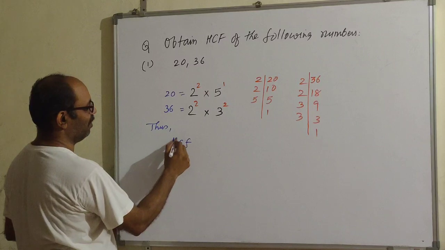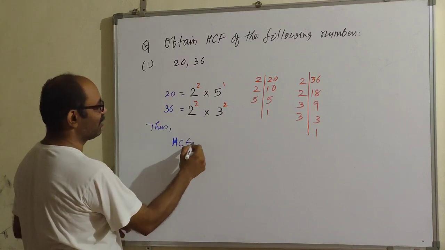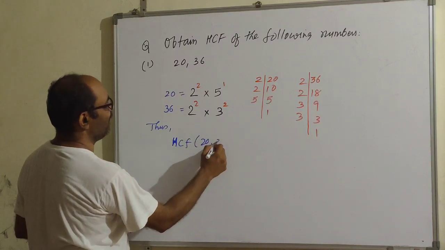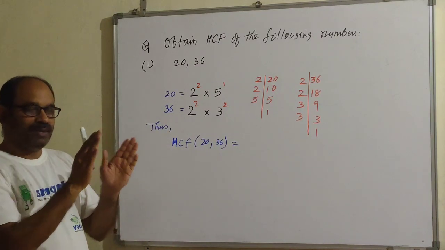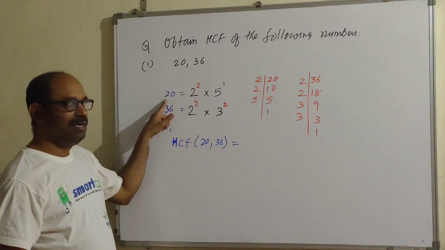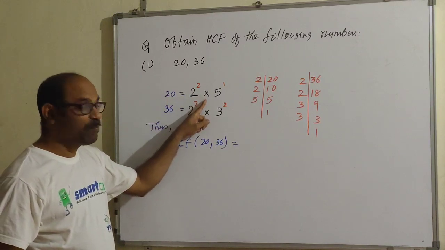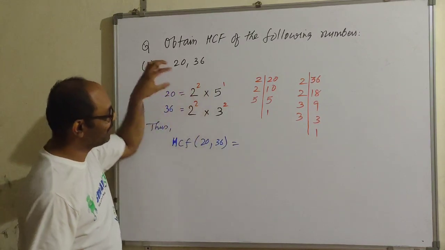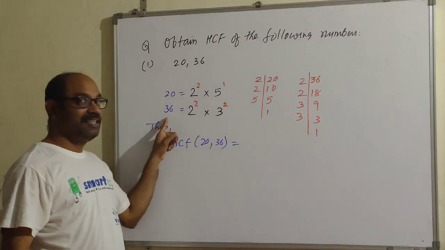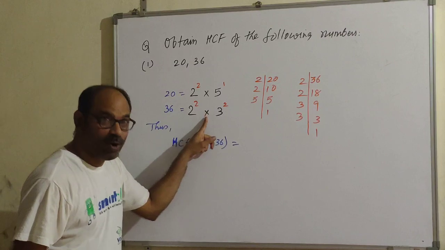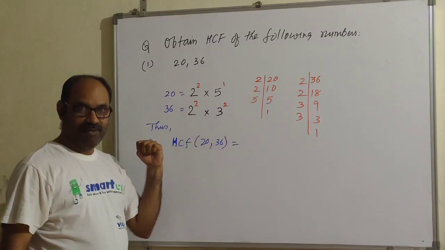HCF of 20 and 36 is equal to... Children, now it's a different story. Here you have expressed 20 as a product of 2 powers. I'm going to call this power 2 square and 5 raised to 1. 36 also is expressed as a product, multiplication of 2 powers.